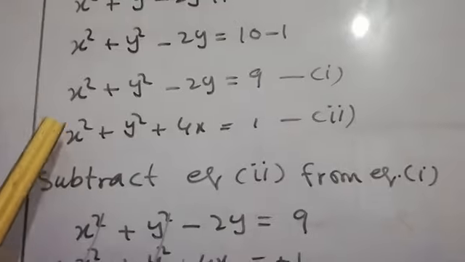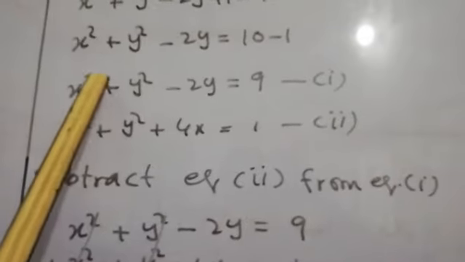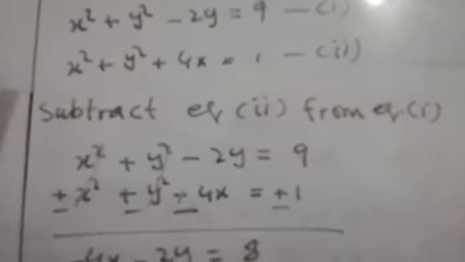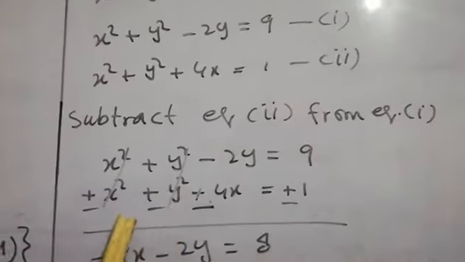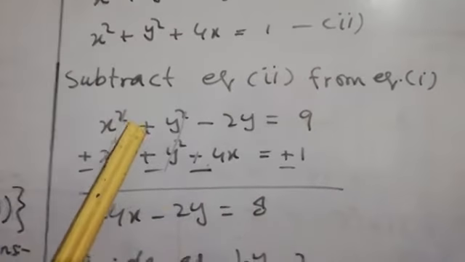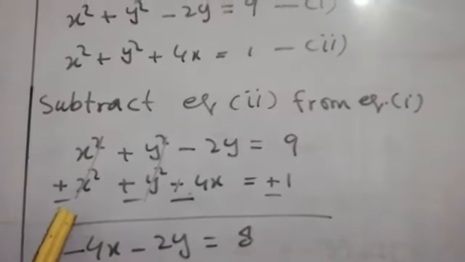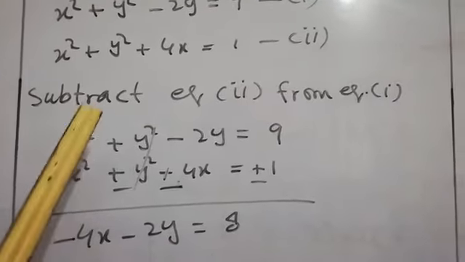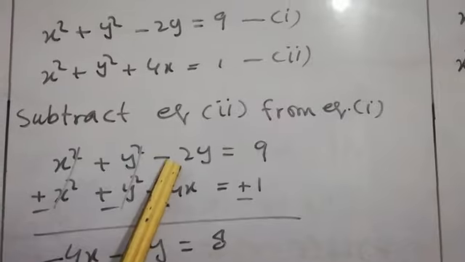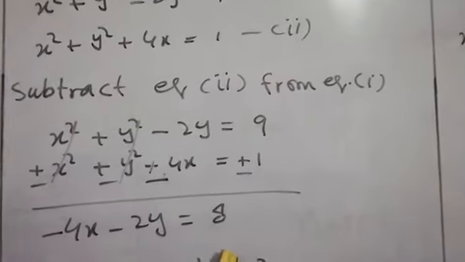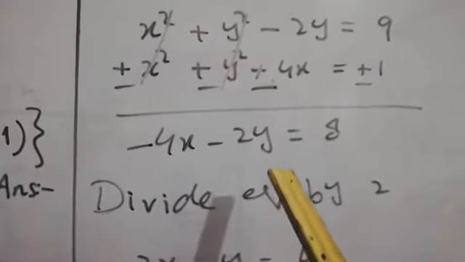And now there are two equations written here, and now we can easily compare that if we subtract equation 2 from 1, then we will simplify this equation. So subtract equation 2 from 1, write equation 1 first and then equation 2 under the equation 1. In case of subtraction, we will change the sign of the second equation. So plus x square minus x square will be cancelled, plus y square minus y square will be cancelled. This will be minus 4x minus 2y, and this is 9 minus 1 is equals to 8. So we have minus 4x minus 2y is equals to 8.